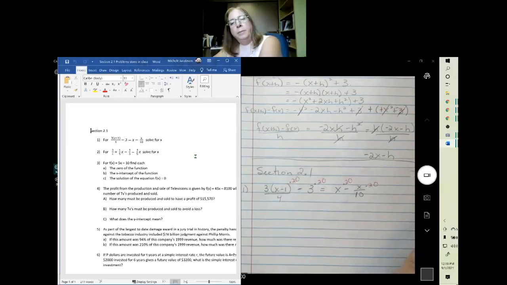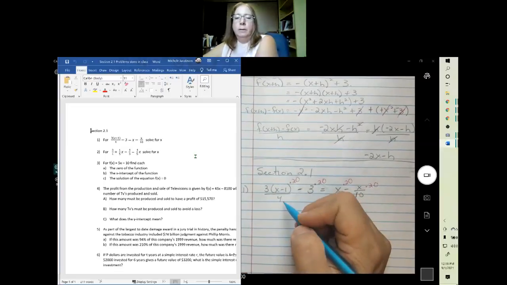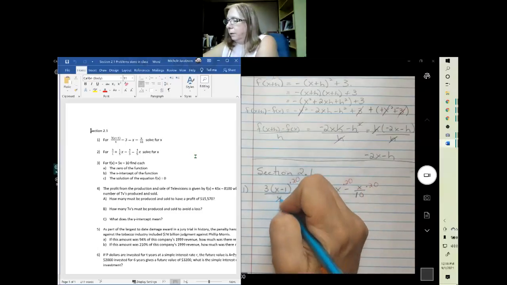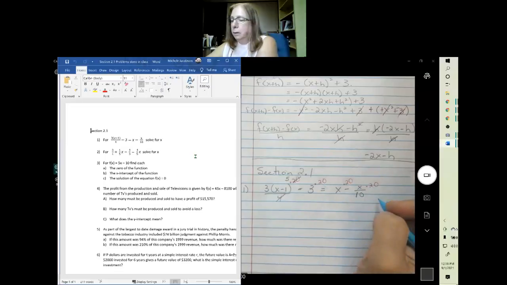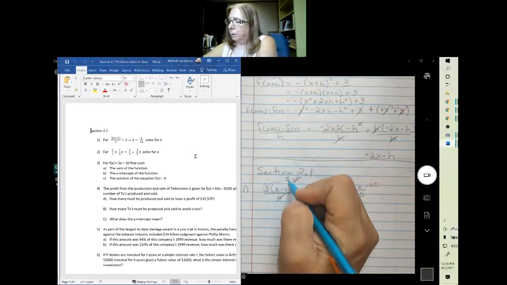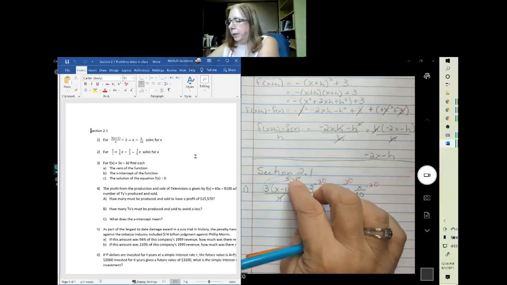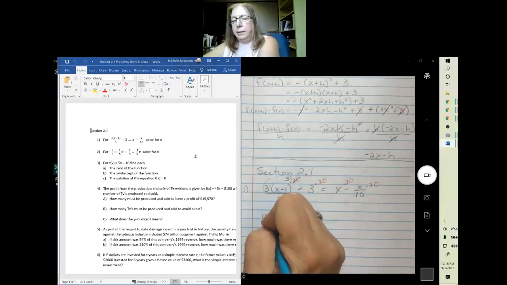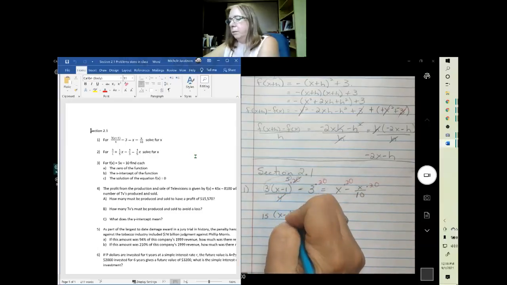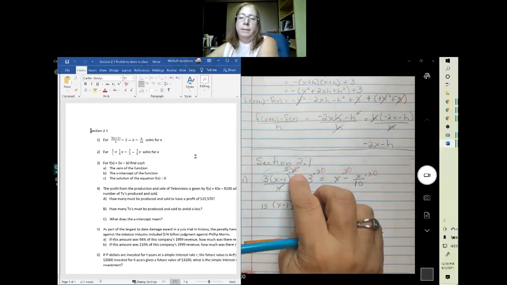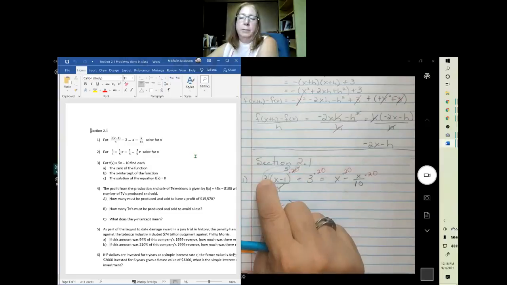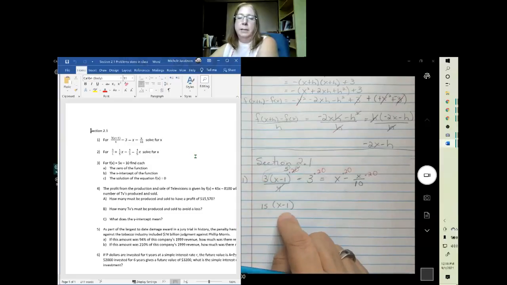Now simplify before you multiply. We can simplify the 4 and the 20. This 4 cancels, it goes into 20 five times. So 4 goes into 20 five times. 5 times 3 is 15 times x minus 1.